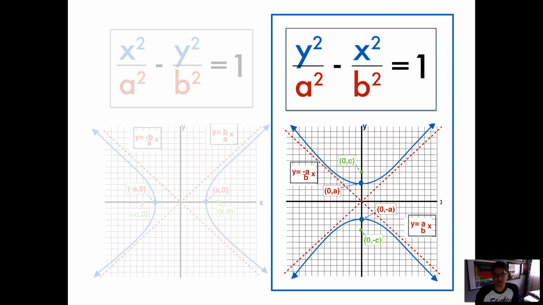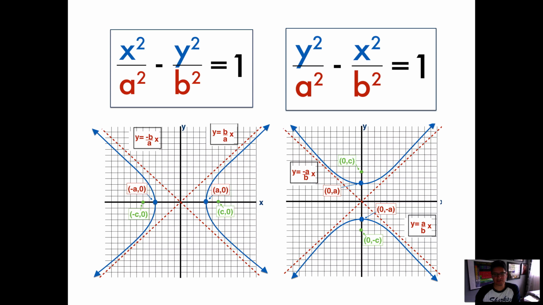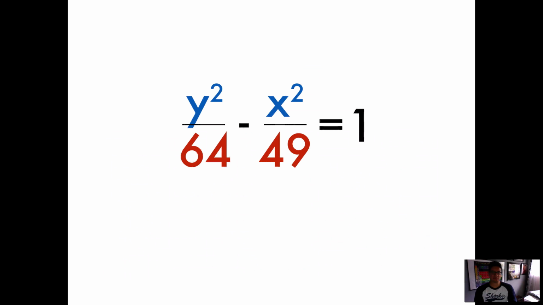So you have your y squared over a squared, which is on the main axis, the vertices for the main axis. Okay, so you can see how they both differ. You can see their similarities and their differences. One is on the x-axis and the other is on the y-axis, and both have their asymptotes drawn in red dotted lines. Okay, let's practice one.